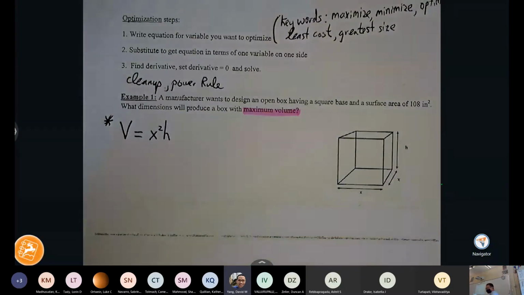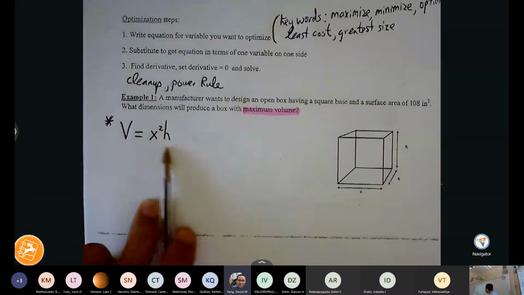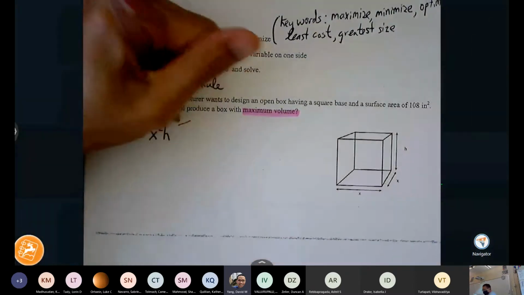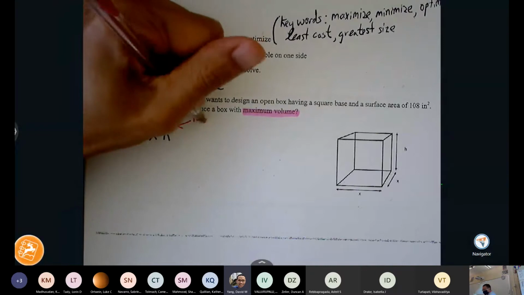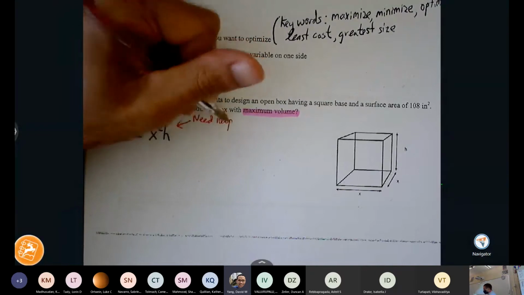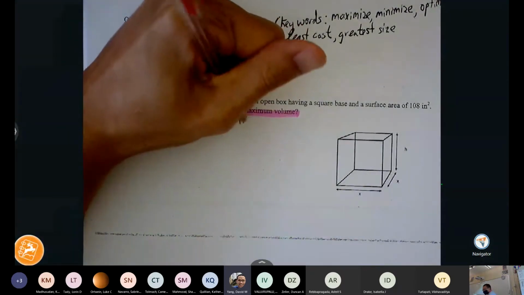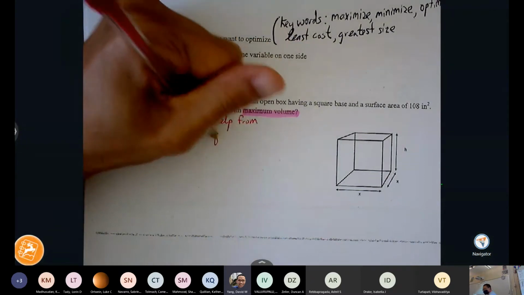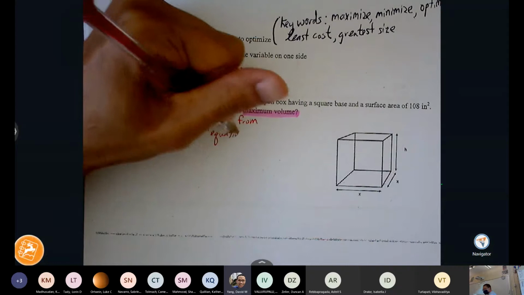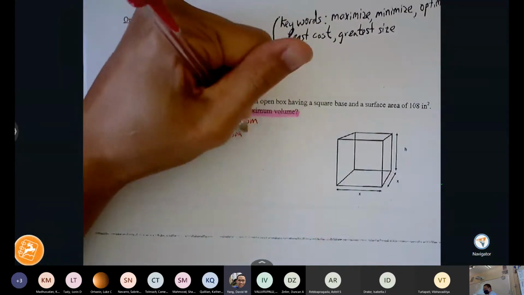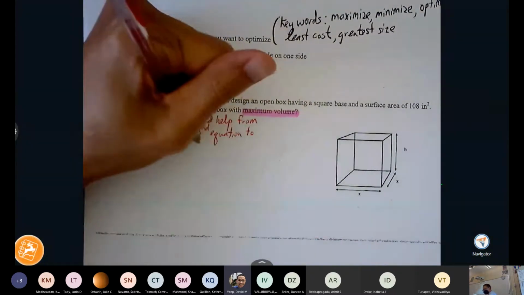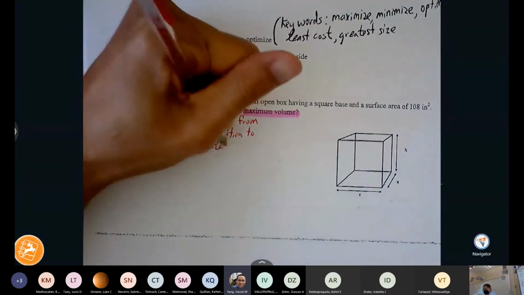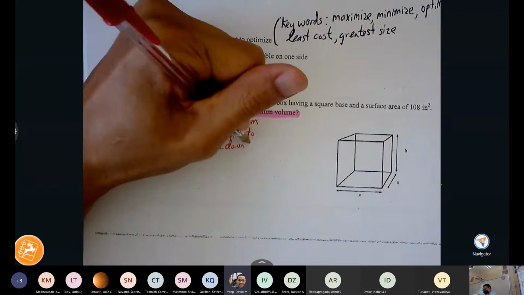But we look at our equation here, and there's too many variables. So we have to understand that we need some help. We need help, okay, from a second equation, to reduce our volume equation down to one variable on the right side.